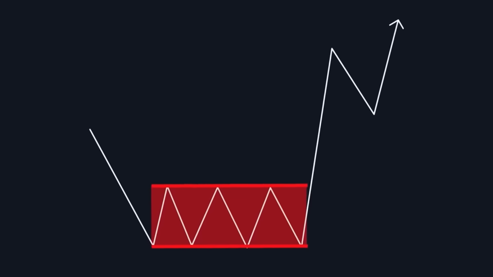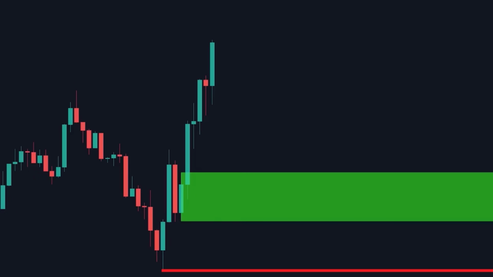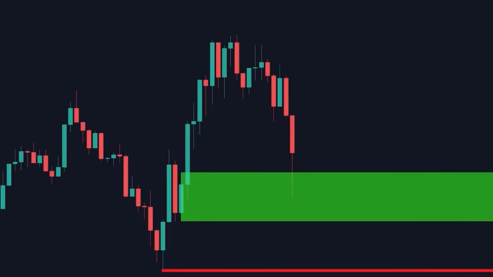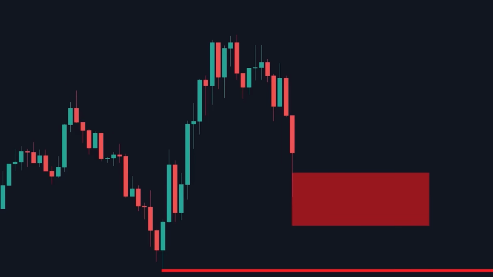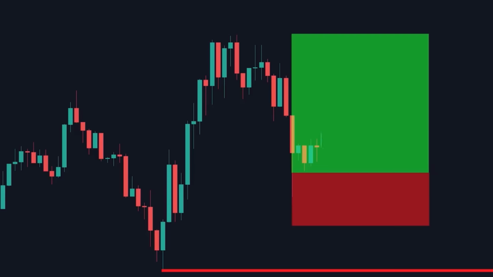Here's how to mark a demand zone. Look for a small consolidation before a big move upward. Mark the candle just before the impulse. Use your rectangle tool to highlight from the low to the high of that candle. That's your demand zone. Then wait for price to come back to that zone. Enter your trade. Stop loss goes beyond the zone. Take profit goes at the recent high. It's that simple. Let's look at a real chart.